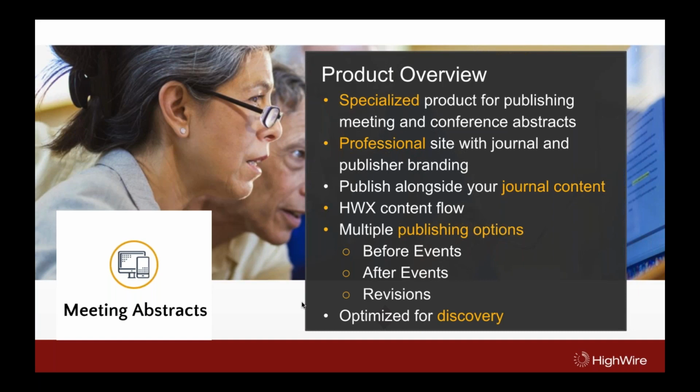For example, ERS publishes after the event just in case there are any revisions or changes that happen right up to when the meeting is happening. And it's also, again, optimized for discovery. So if people are looking for past contents or the content of the current conference that's coming up, it's all going to be discoverable in Google as well as your journal search.